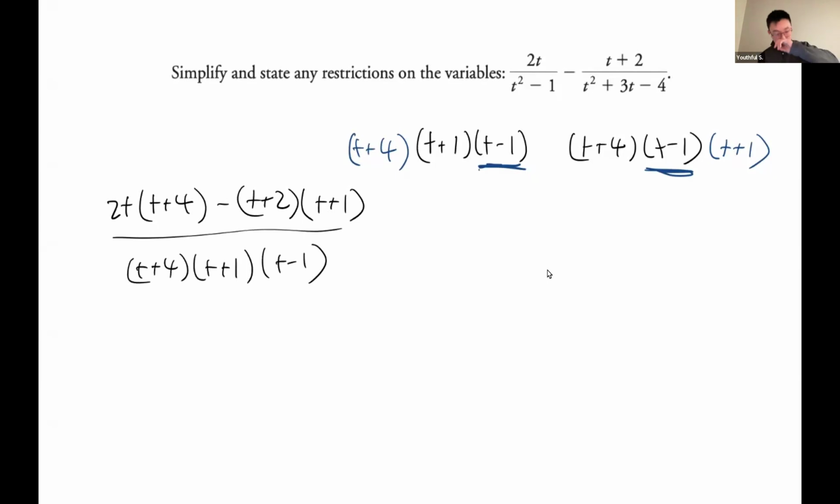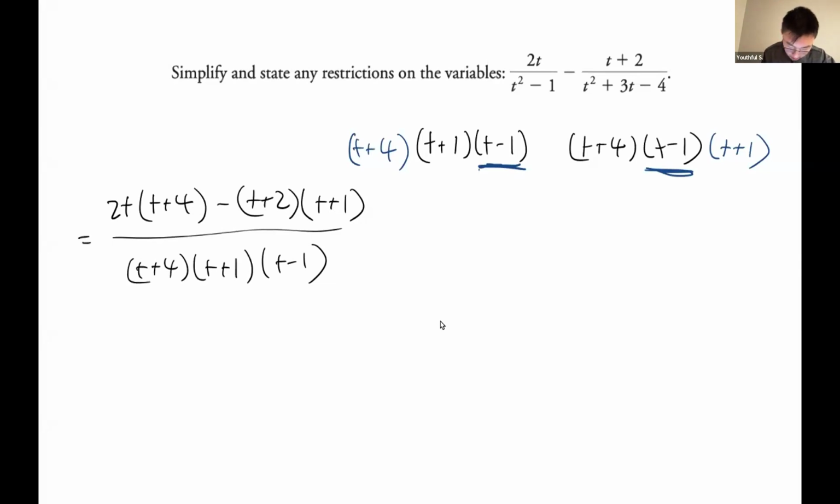And while it would be nice to cancel out anything, it doesn't look like you can cancel out anything here. Can't really simplify, unfortunately. So I think that's all. I'm going to leave it at that. So restrictions.